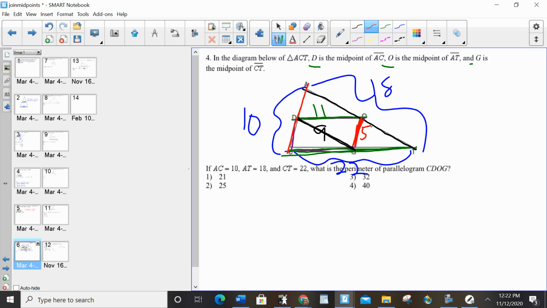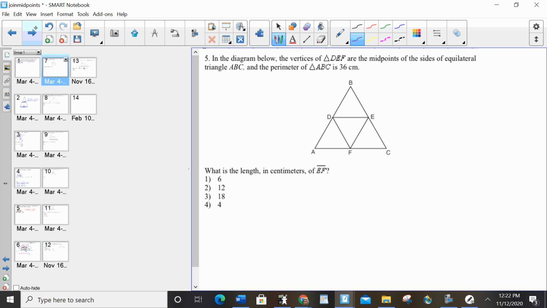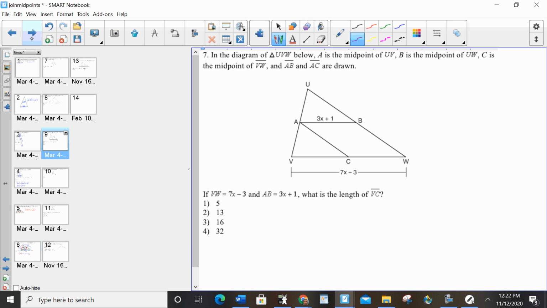Now it says that it's a parallelogram, so this must also be 11. This must also be 5. That 9 I'm not using here because it's not part of the perimeter of that parallelogram. 5 plus 11 plus 5 plus 11, that's 32. So you're going to see questions like this where the midpoints are joined. Again, the midsegment is half of the opposite side. I want to go over one more question together.